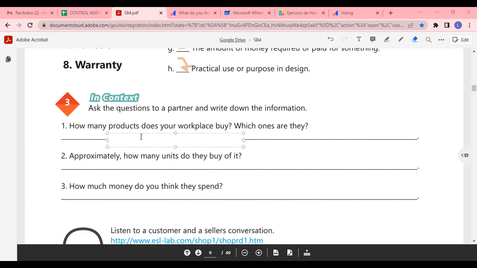How many products? Fabric. Label. Fabric. Label. Thread. Like hilo, right? Yeah, but wait, I don't remember how to write. Today I am bad with my vocabulary. Okay, thread and then?